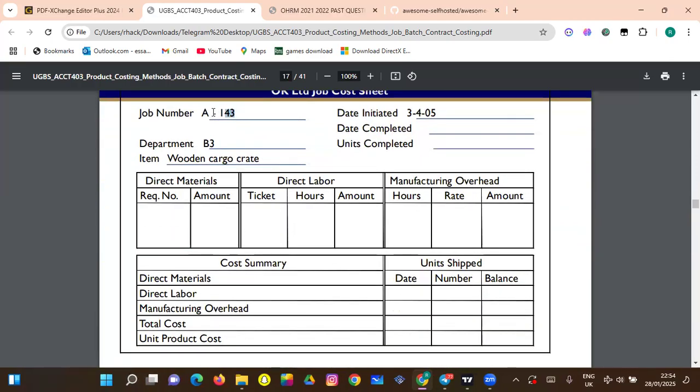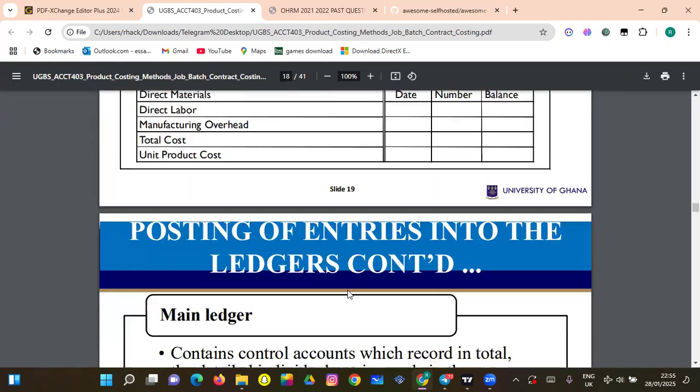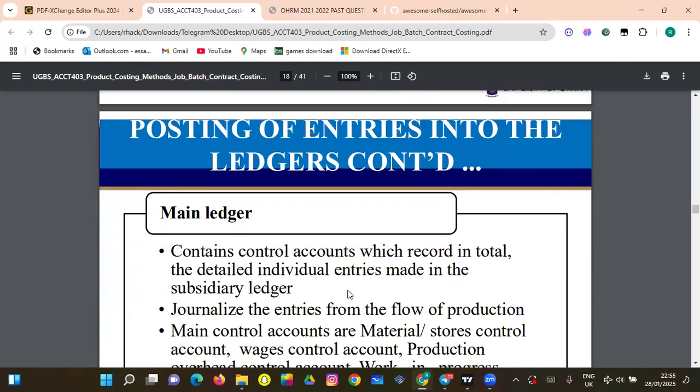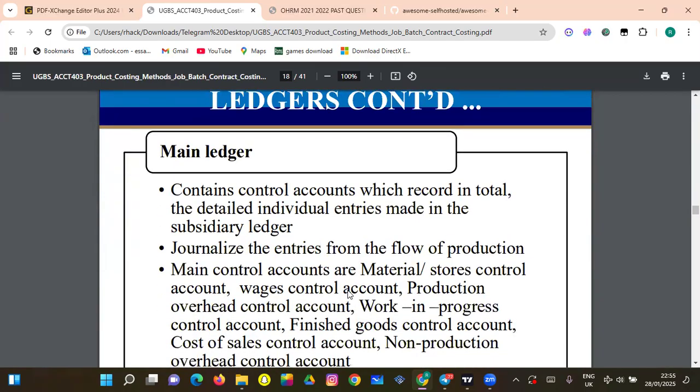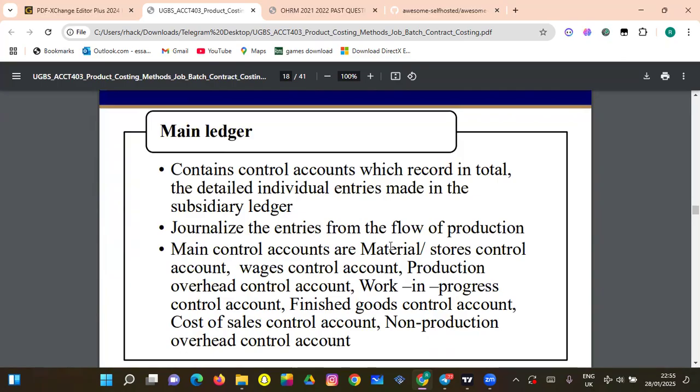So this is how the job cost sheet looks. The job number here, the date here, the department here, then the item here, let's say school uniform. Then the materials you are going to use, overhead, whatever, total cost, you get your unit cost. Then you add your profits later on. So now let's move on to the main ledger. The main ledger contains control accounts which record in total the detailed individual entries made in the subsidiary ledger.